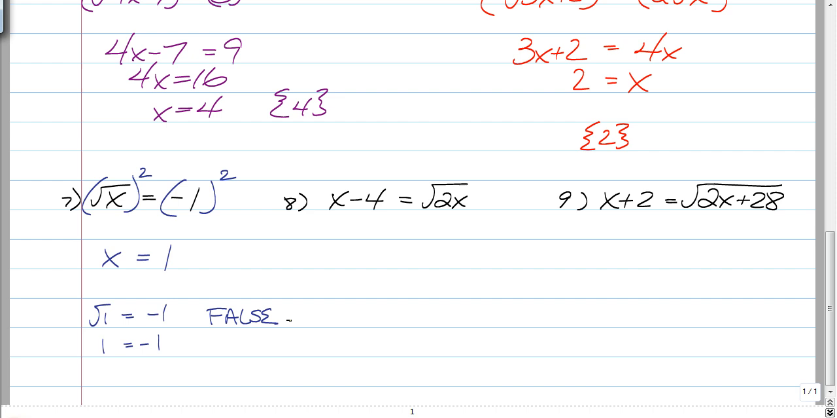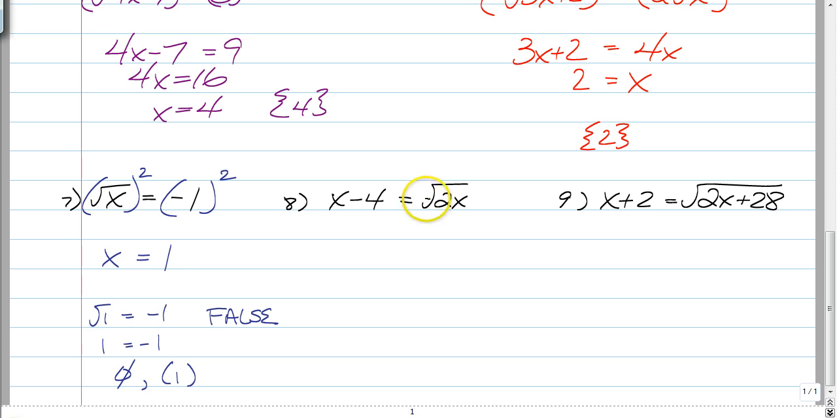So that means that we have no solution with an extraneous solution of 1, because 1 is what we got when we solved, but it doesn't work if we substitute it back into the original equation. All right? Number 8 is similar.